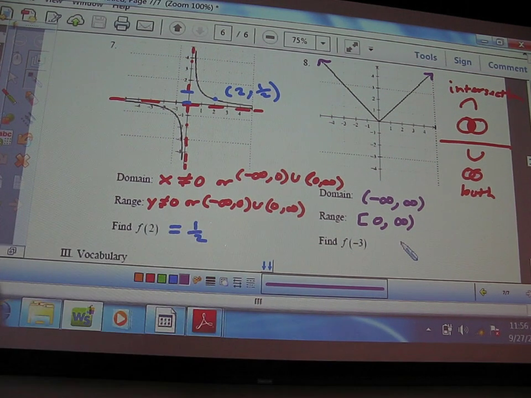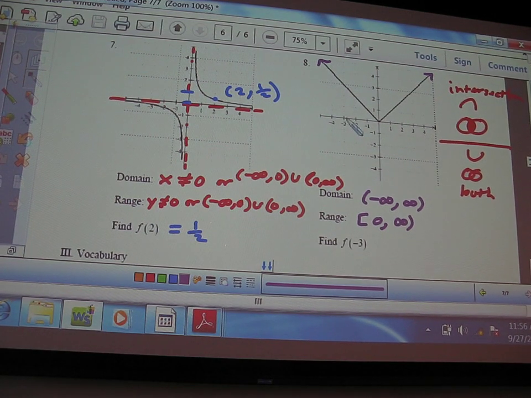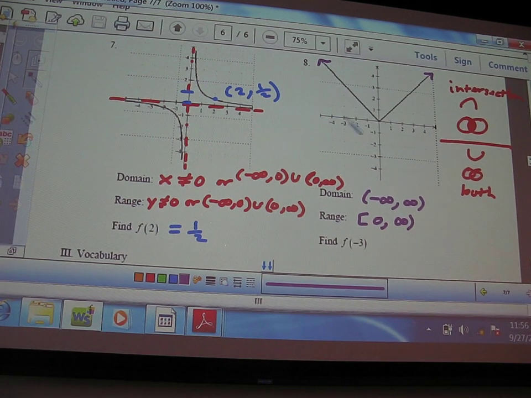Ryan, what'd you guys get for f of negative 3? 3. Yep, so when you go along here to find negative 3, you go up to the line, and you'll see that that is 3.